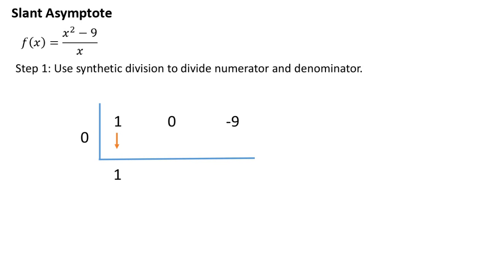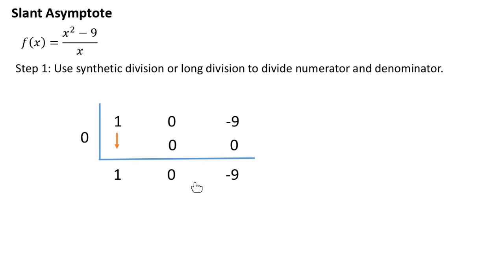Okay, so I bring the 1 down, and then I multiply 0 times 1. So 0 times 1. And then I put my answer here. So 0 times 1 is 0. And then I add 0 plus 0 is 0. And then I'm going to do 0 times 0 is 0 plus a negative 9 is negative 9.